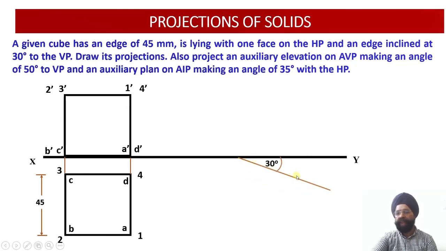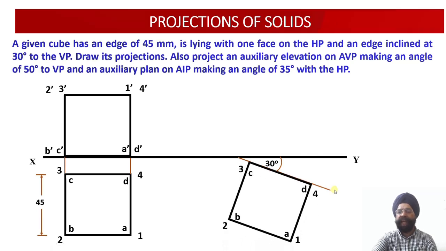We are going to incline this cube such that one of the edges will be inclined at an angle of 30 degrees. Please see, this is the edge which is inclined at an angle of 30 degrees over here. Since the edge CD, the edge of the base of the cube, we are assuming it to be inclined at an angle of 30 degrees to the vertical plane.